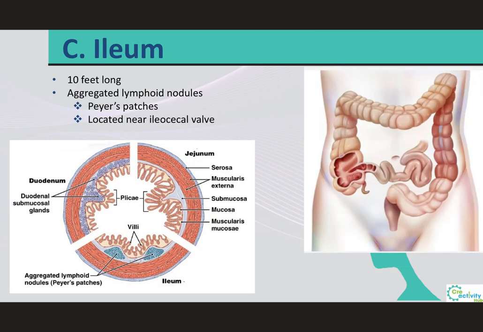Now the ileum is going to be the longest of all of the structures of the small intestine. It is actually about 10 feet long. And as we can see, it has less of the plicae. It will have less villi because once we get to the ileum, there's less absorption that occurs, as most of the absorption will occur in the jejunum. But we do have these aggregated lymphoid nodules called Peyer's patches that will be located especially when we get closer to the area where the small intestine will meet the large intestine.